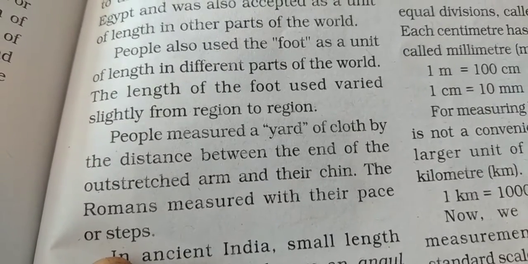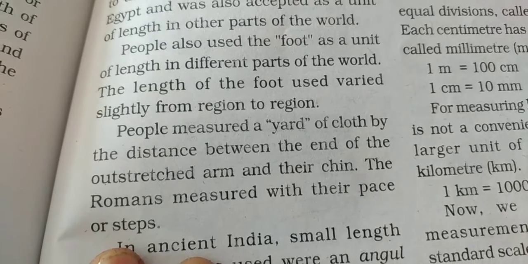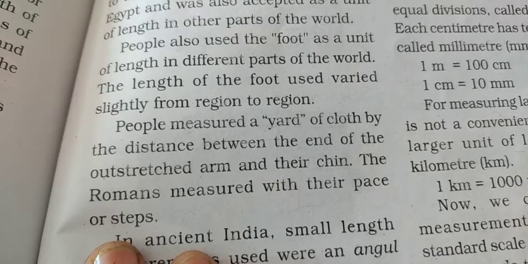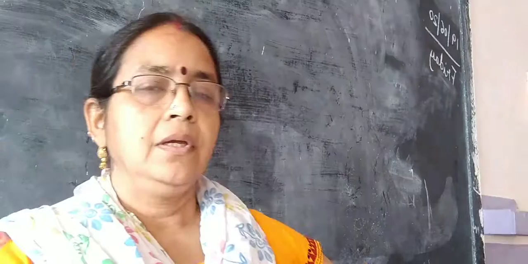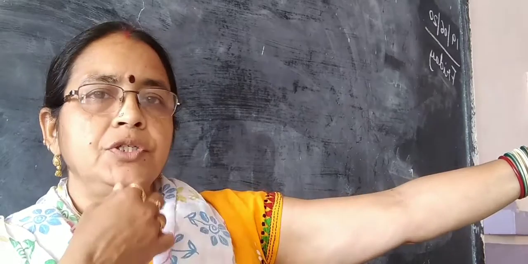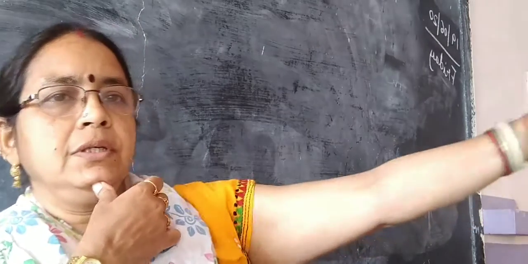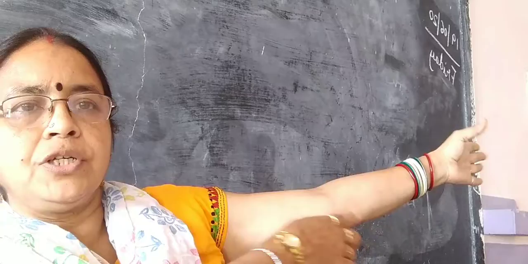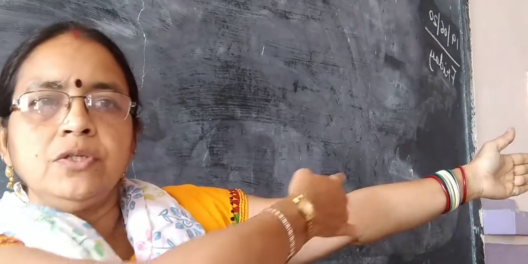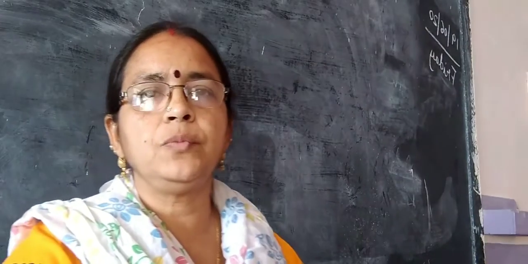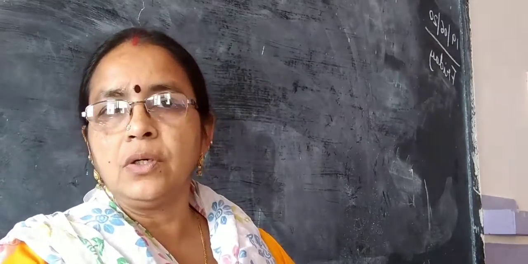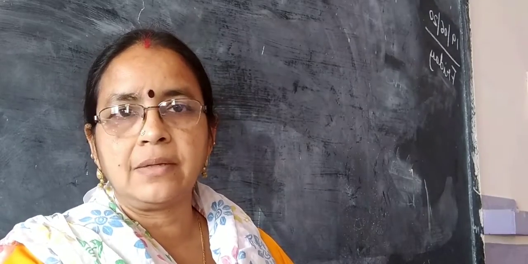People measured a yard of cloth by the distance between the end of the outstretched arm and their chin. A yard is from the chin to the end of the stretched arm. This distance, from chin to the stretched arm, was considered a yard, and that was used for measuring the length of cloth in ancient times.